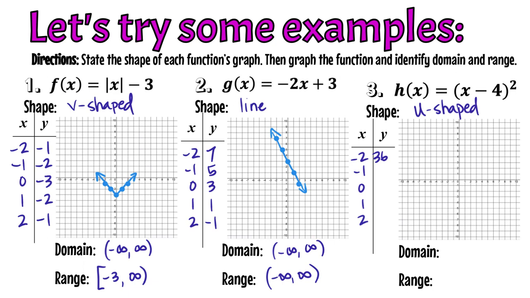What happens when we plug in -1? -1 minus 4 is -5. -5 squared, which is -5 times -5, is +25. We're still way off our graph. What about 0? 0 minus 4 is -4. -4 squared is +16. Still off our graph. Let's plug in 1. 1 minus 4 is -3. -3 squared is +9. Finally, a point that we can see on our graph.